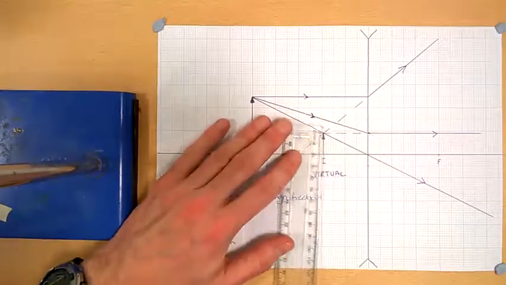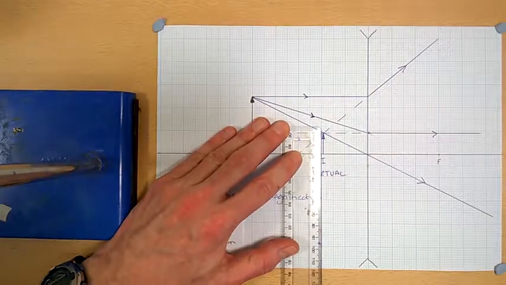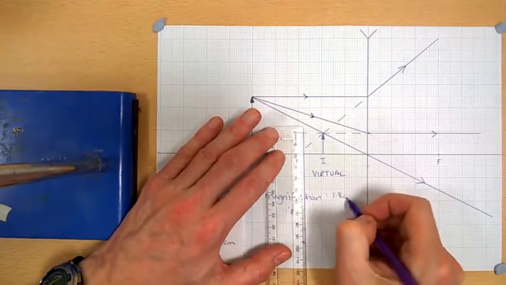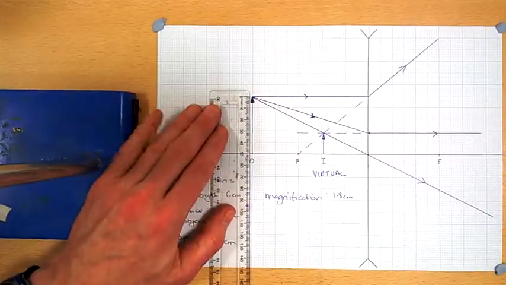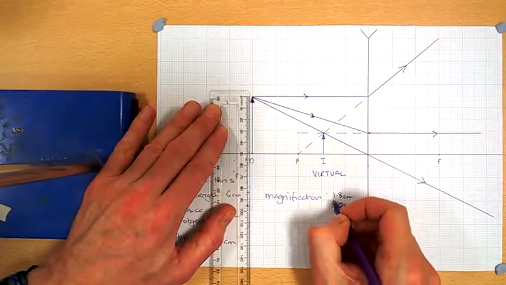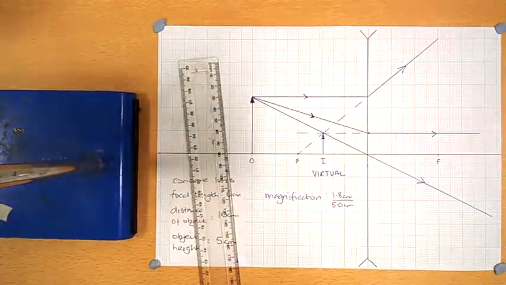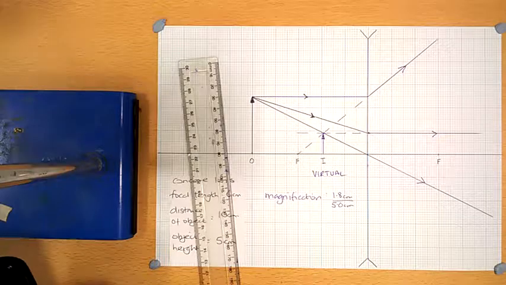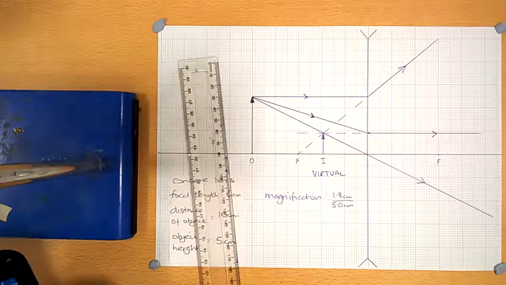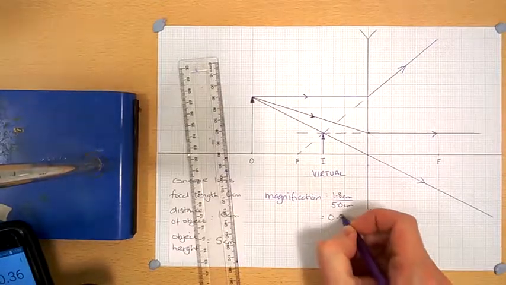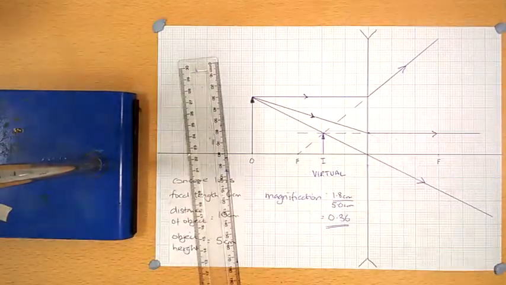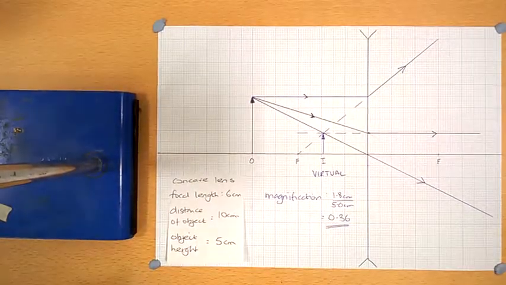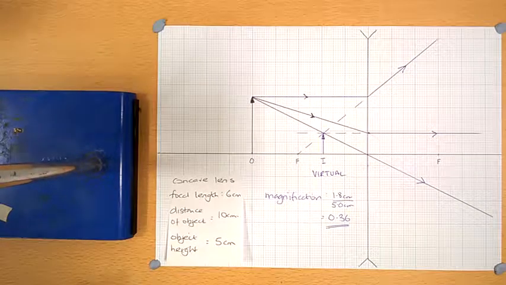So that is the image height, which in this case is, I think, 18 millimeters, 1.8 centimeters, and our object was 5 centimeters. So the magnification is 1.8 centimeters divided by 5 centimeters. So quickly on a calculator, 1.8 divided by 5 equals 0.36. Okay, which makes sense. It's smaller, so it must be a number that is less than 1. All right, so that's the sort of diagram that we might have to do for a concave lens.